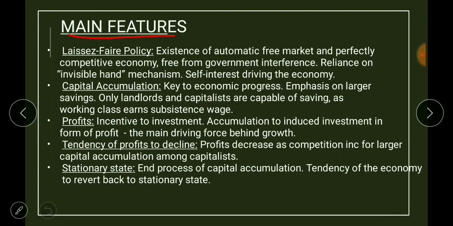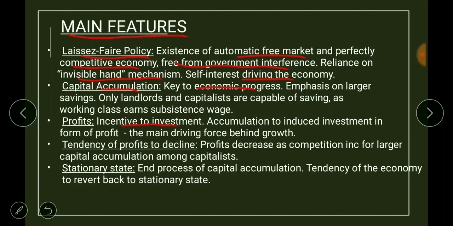The main features of the classical theory: the laissez-faire policy, existence of an automatic free market and a perfectly competitive economy was assumed, which is free from government interference. There is reliance on the invisible hand mechanism. It is self-interest that drives the economy. Capital accumulation is assumed to be the key to economic progress. Emphasis is on larger savings. However, it is assumed that only landlords and capitalists are capable of saving, as the working class earns a subsistence wage.